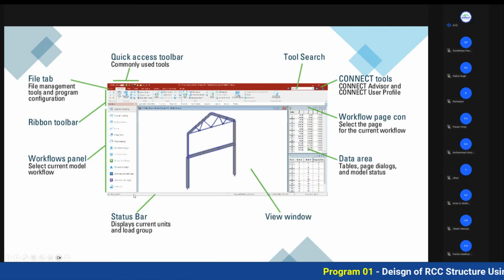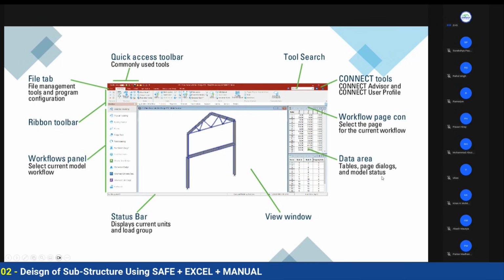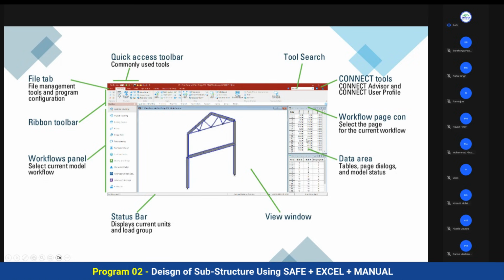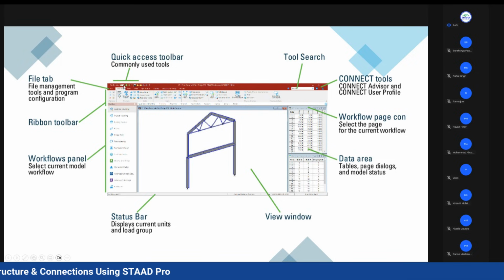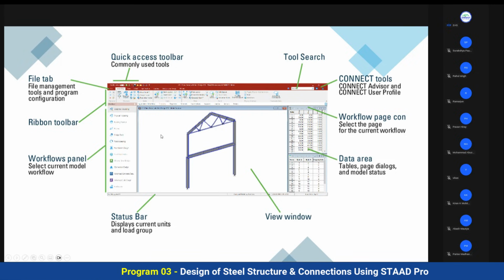At the bottom you have the status bar. This is your view window or working window. Here you have data area. Here you have data of your members, nodes, model status, workflow page, working area. Okay, at the top you have connect tools, some of the help sections available over here. Tool search, you can search certain tools over here if you are not able to quickly find here. And quick access bar, some options which you use in your daily life, you can save it under quick access toolbar. So some of the basics.